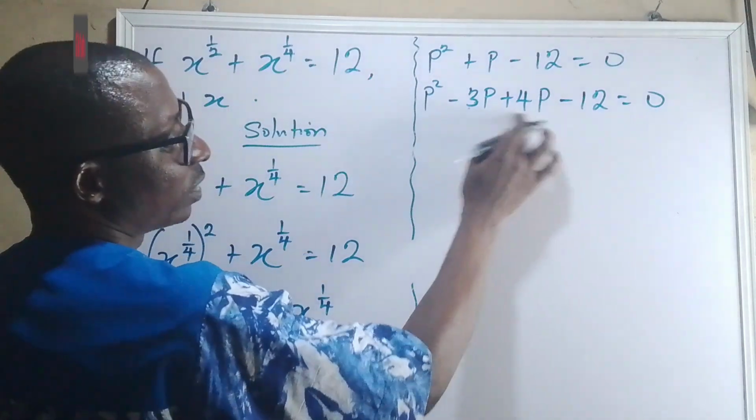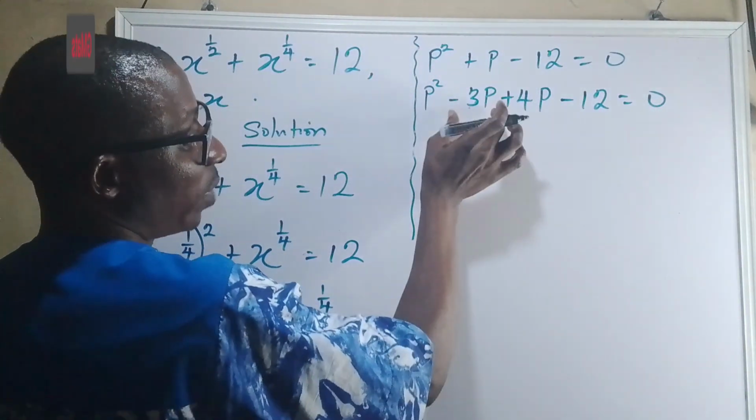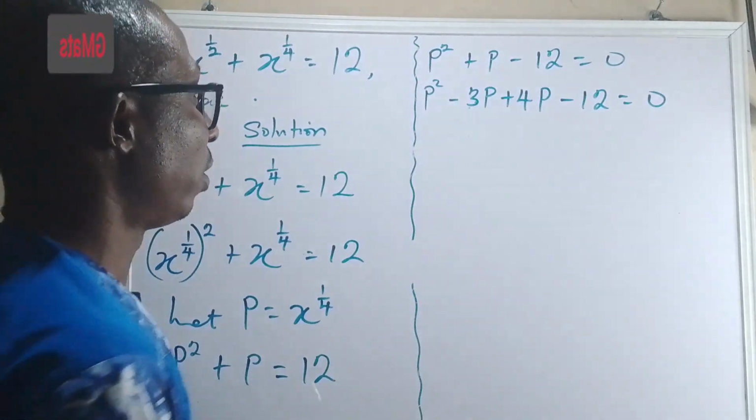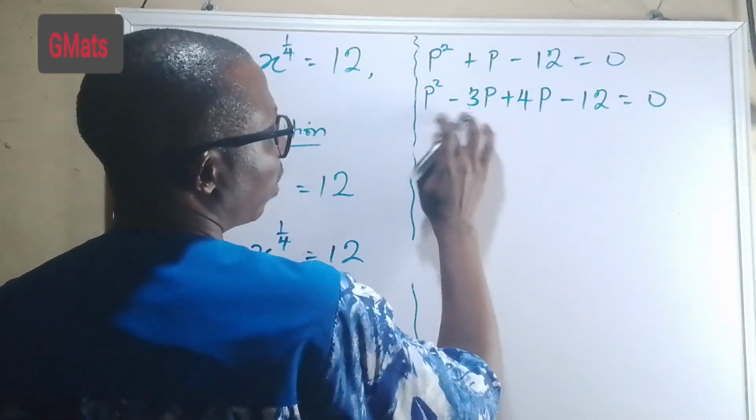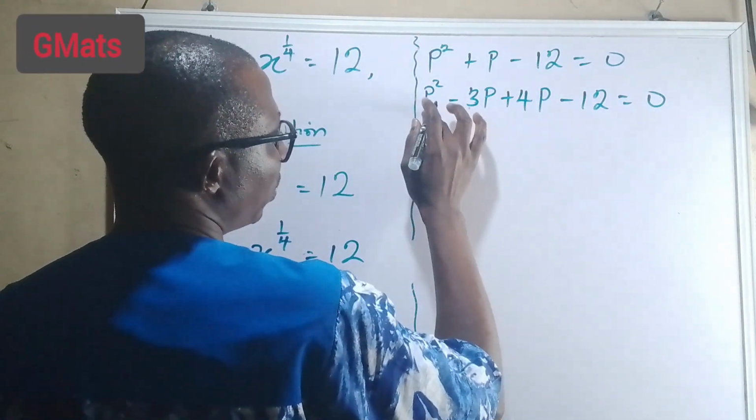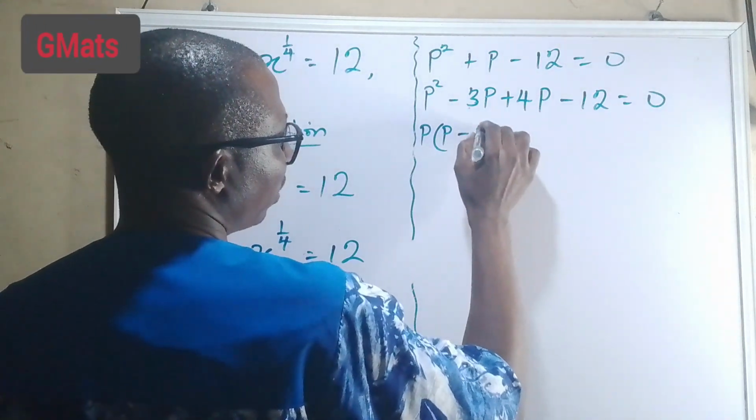Now you can see the middle terms here. When you add this and this together, minus 3p plus 4p gives you 1p, which is plus p. All right, so now look for the common factor here. The common factor here is p. When you divide this by p, you have p. Divide minus 3p by p, you have minus 3.